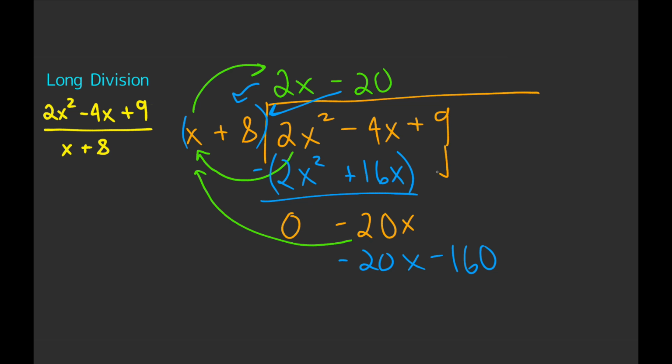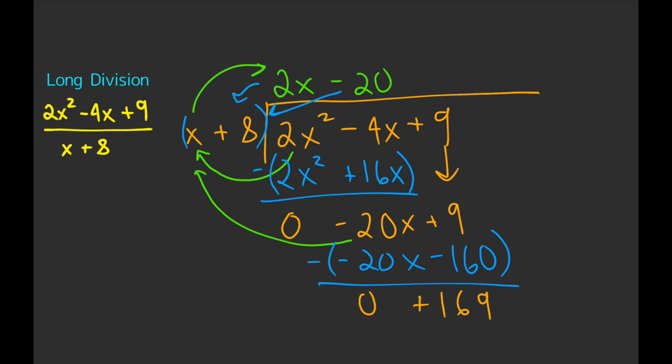Don't forget to bring the 9 down. And also don't forget to subtract. So negative 20x minus negative 20x. So that's the same as negative 20x plus 20x. So that's just 0. And 9 minus negative 160, which is the same as 9 plus 160, is positive 169.